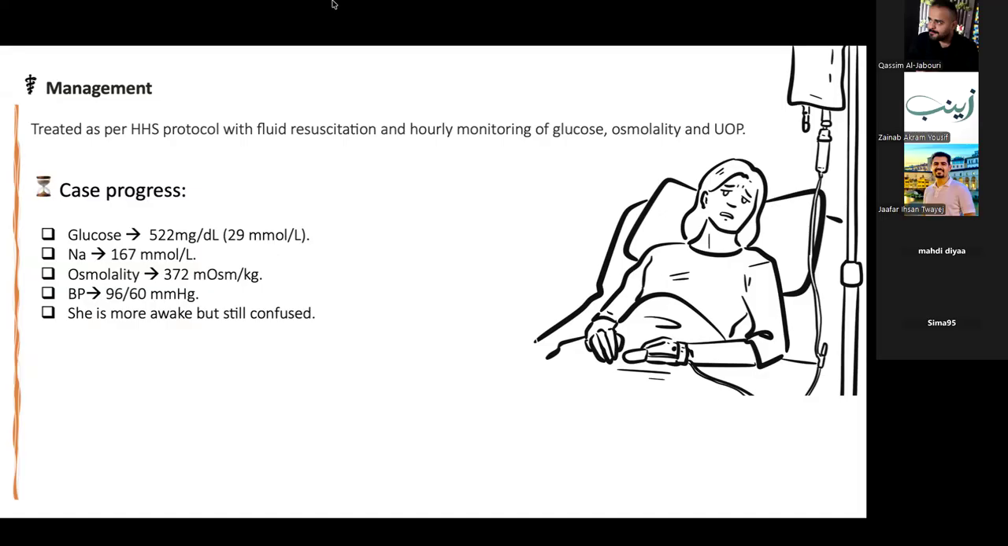No, doctor. There is an increase in the level of sodium. Do you remember what we said about osmolality and sodium? Glucose is still elevated, so we should increase the insulin.